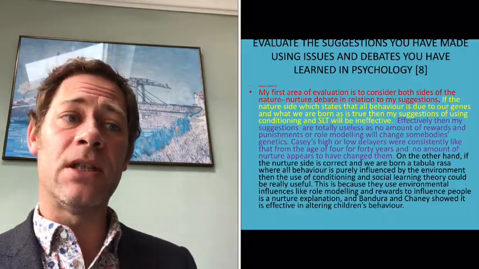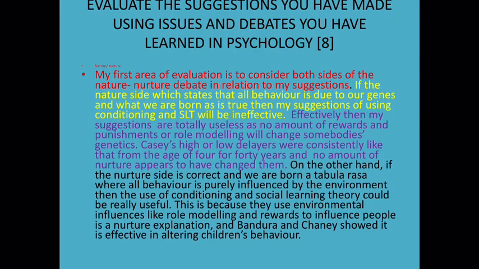Now I'm doing the same but for the other side of the debate, but I haven't coloured this one in. On the other hand, if the nurture side is correct and we are all born a tabula rasa, a blank slate, then the use of conditioning and social learning theory could be really useful. This is because they use environmental influences like role modelling and rewards to influence people in a nurture explanation, and Bandura and Cheney showed it is effective in altering children's behaviour. So that's what I said so far, and to be honest, if I had 2 paragraphs like that, I'd get quite reasonable marks.